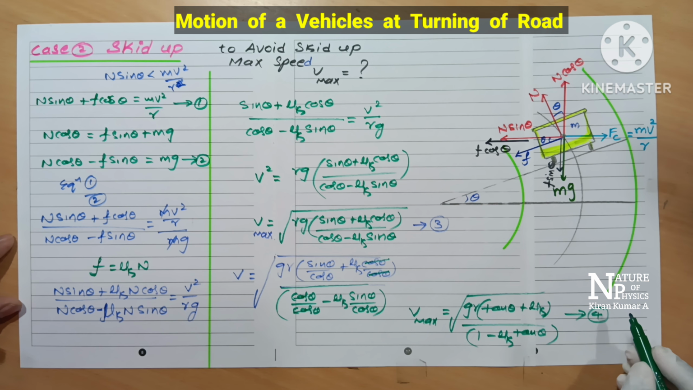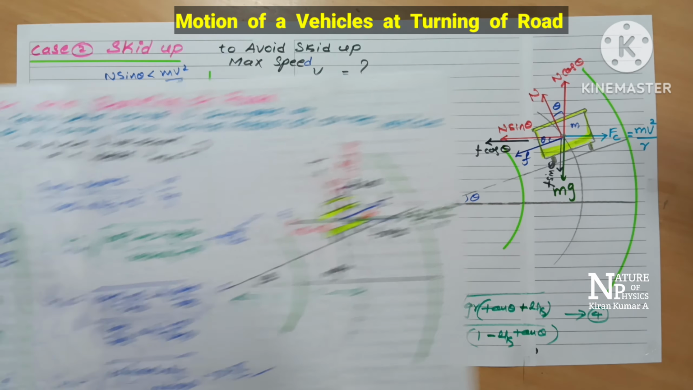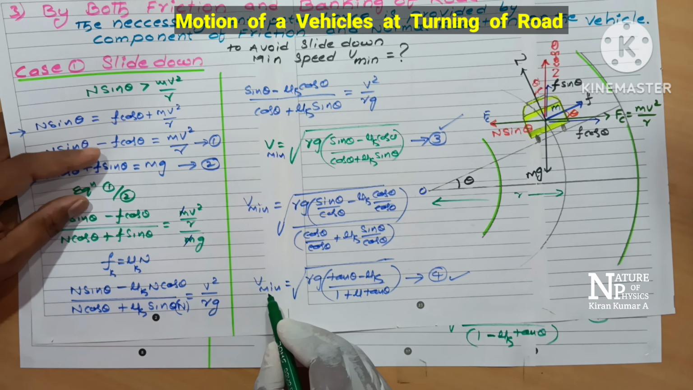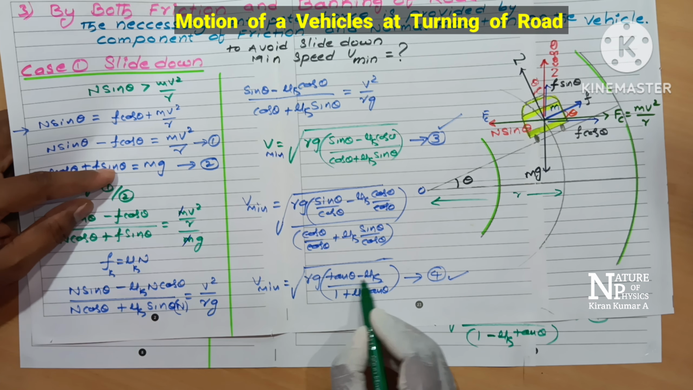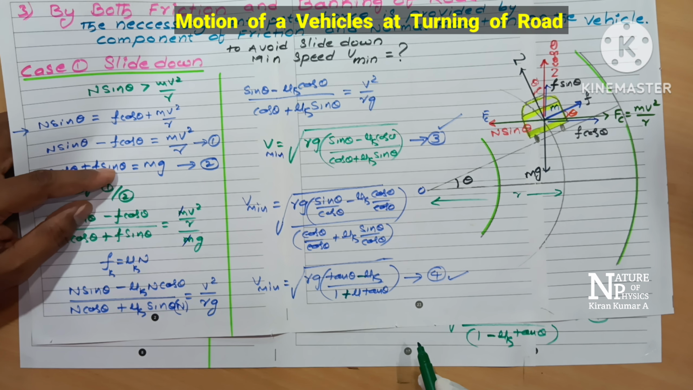Clear information for maximum speed to avoid the skid up on the circular road. Okay students, one thing we have to notice: in the numerator, tan theta plus is there, and in the denominator, 1 minus is there, so the denominator is minimum, that's why the velocity is maximum. And in the previous one, see students, the velocity is minimum because in the numerator tan theta minus is there and in the denominator 1 plus mu tan theta is there.